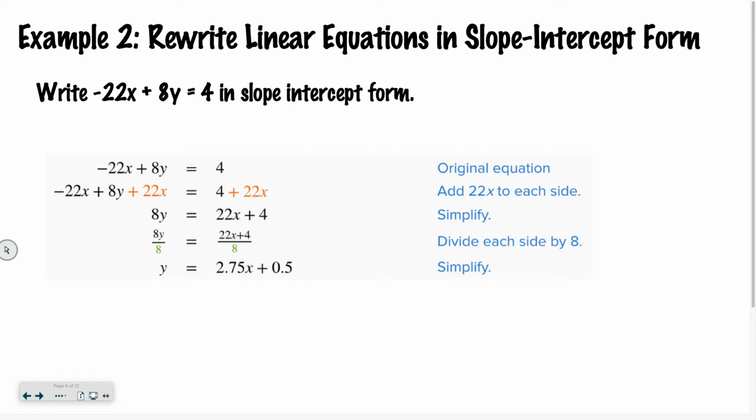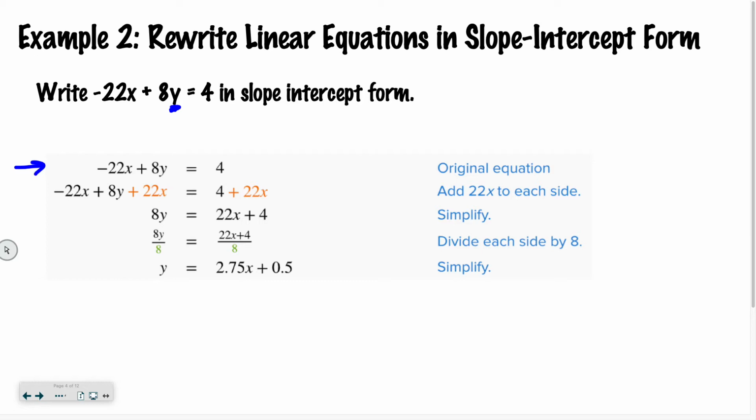Okay, so what slope-intercept form means is that y is all by itself. So if you look at the y right now, you can see that there's an 8 with it, and there's that negative 22x on the same side as it. So we want to get it so y is all by itself. Okay, so this is our starting point, right? Negative 22x plus 8y equals 4.